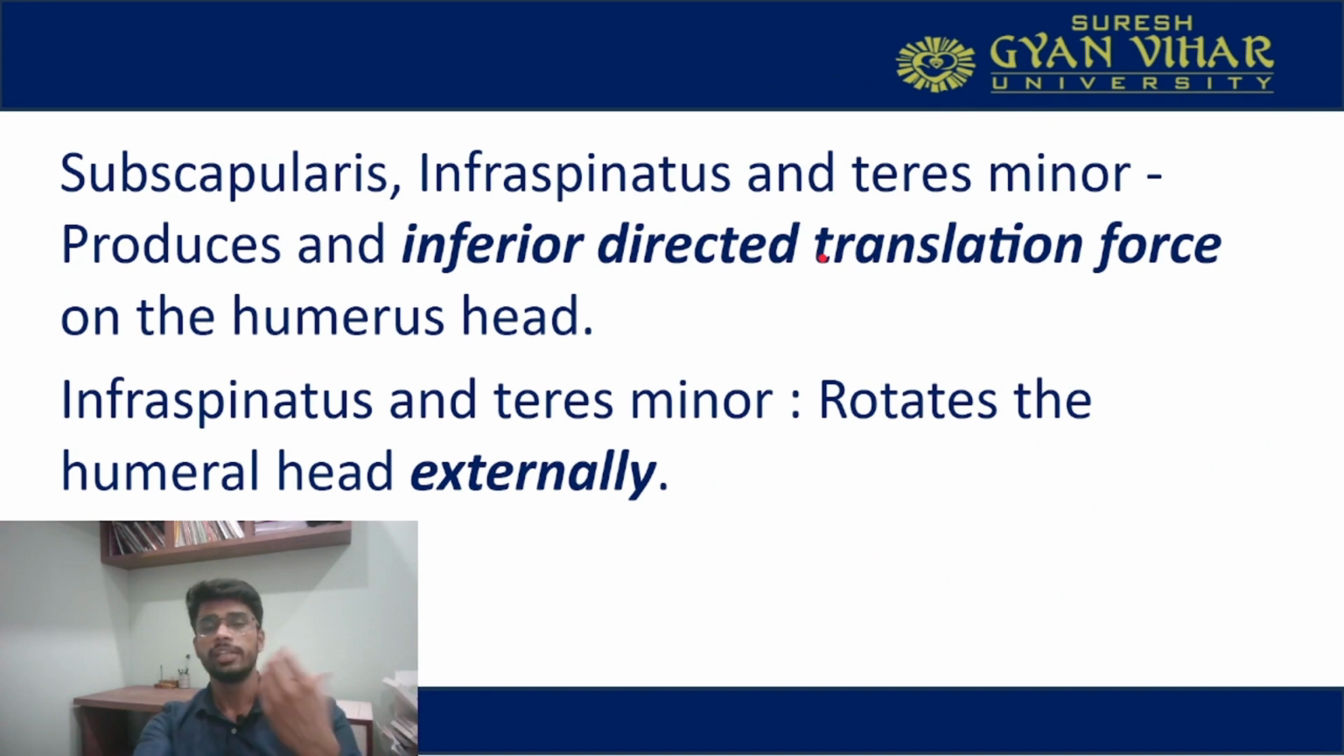Now let's understand the functioning of the other muscles in arthrokinematics: your subscapularis, infraspinatus and teres minor. These muscles produce an inferiorly directed translatory force that will cause the sliding, and sliding is important to prevent impingement. Also, infraspinatus and teres minor rotate the humeral head externally.